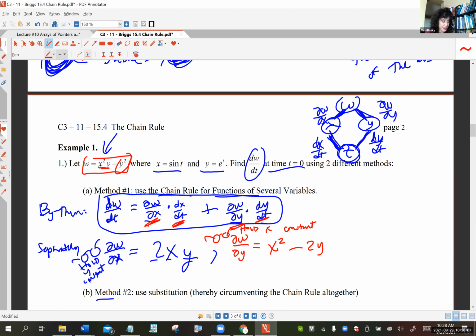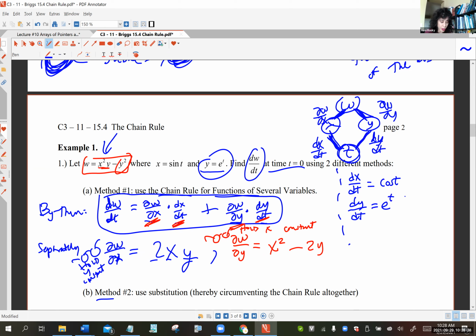We need the derivatives of x and y with respect to t. So let's go do that up here. What is dx dt? Use a straight stem d because this is a function of a single variable, just t. So if x is equal to sine of t, I think everybody knows the derivative of sine t. It's cos t. And then let's get the other derivative. This is not a partial, so use a straight stem d. The derivative of e to the t with respect to t is e to the t.